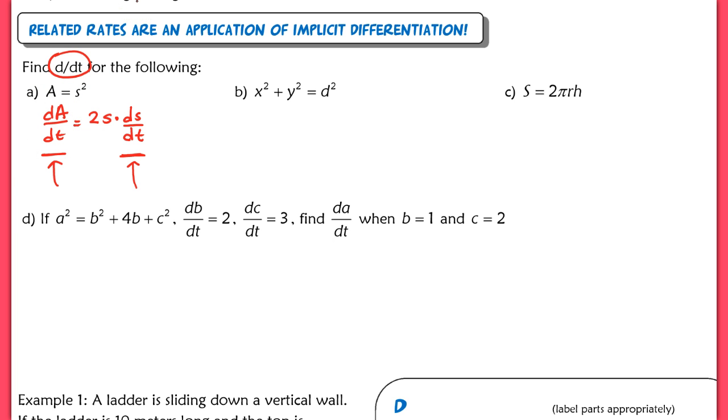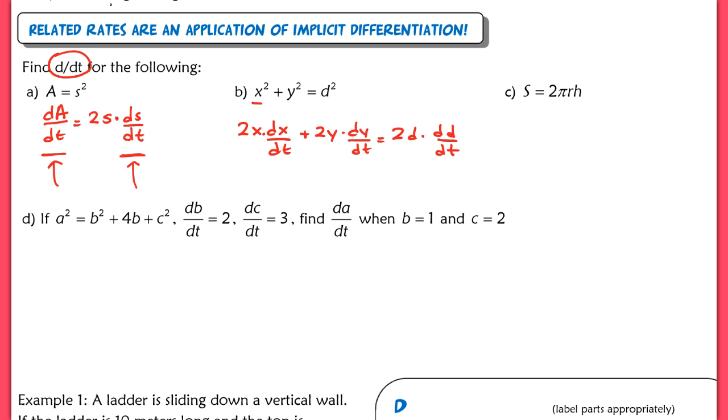Now moving on to example B, if we want to find the derivative of this equation with respect to time, we're going to look at each piece and find the derivative of each with respect to time. The derivative of x squared with respect to time will be 2x times dx/dt. The derivative of y squared with respect to time will be 2y times dy/dt, and you're probably catching on that the derivative of d squared with respect to time will be 2d times dd/dt.